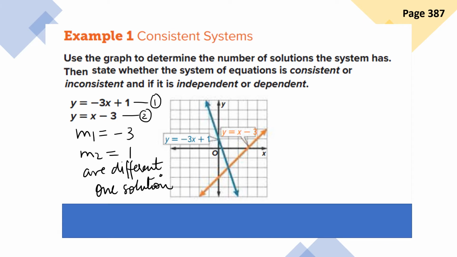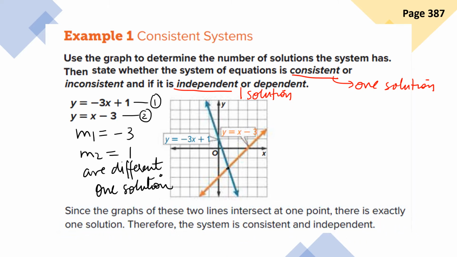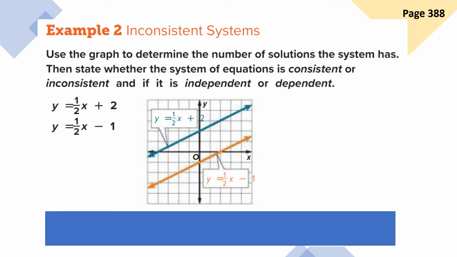So one solution means this solution. If you have to select from consistent and inconsistent, then it is consistent since it has one solution. And in independent and dependent, it is independent because it has one solution. It would have been dependent if it had many solutions. So in this system of equations, since the two lines intersect at one point, there is exactly one solution. So it is consistent and independent.